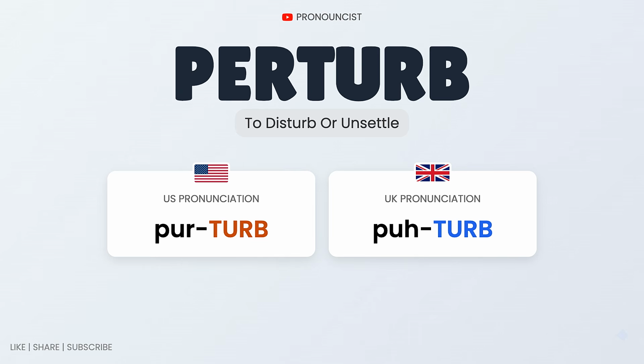PERTURB. Practice repeatedly and you'll soon be able to say this word perfectly. The best way to practice is to repeat the syllable multiple times.